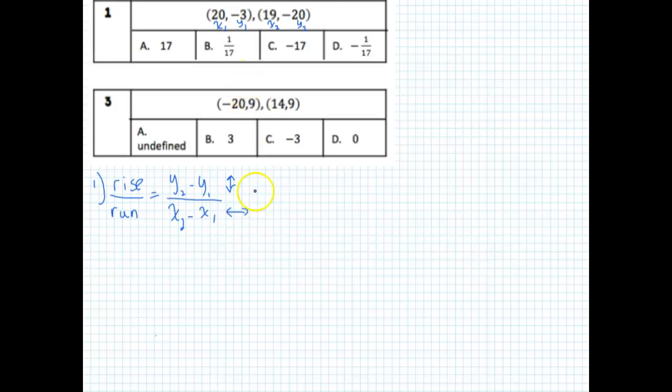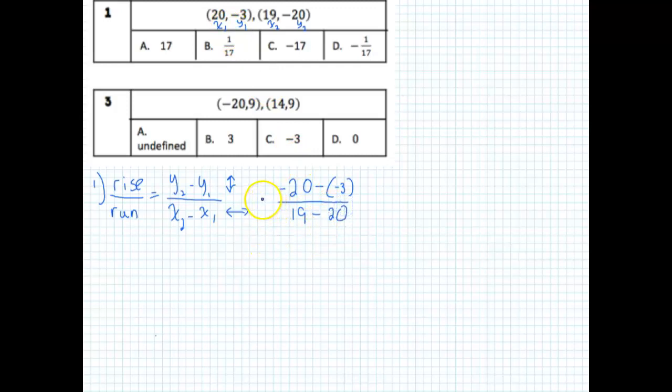So in this case for number 1, y2 is negative 20, minus y1, which is negative 3. And our run, x2, 19, minus x1, which is 20.